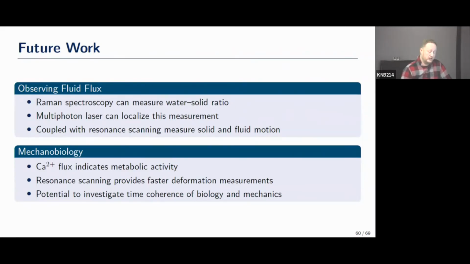Historically, we couldn't really link this to the solid phase deformation because we just couldn't measure fast enough. You can measure the calcium flux very rapidly, but we couldn't measure the solid phase deformation on the same time scale. But potentially with this resonance scanning, some future student can spend days and days and years looking into that. And if you could do that, you might be able to look at some sort of measures like time coherence between the biology and the mechanics.